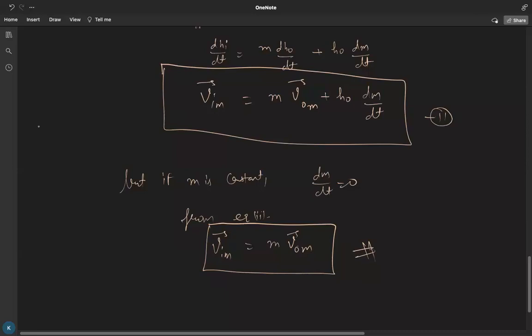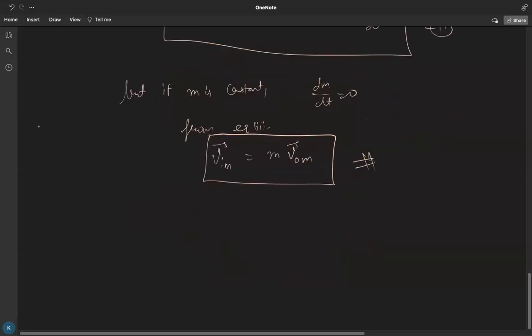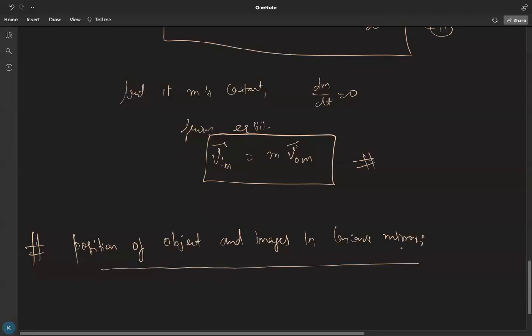Now we are going to talk about the position of object and image for the concave mirror, and then we are going to discuss the convex mirror. So let's start with the position of object and images in a concave mirror. It is actually very important.